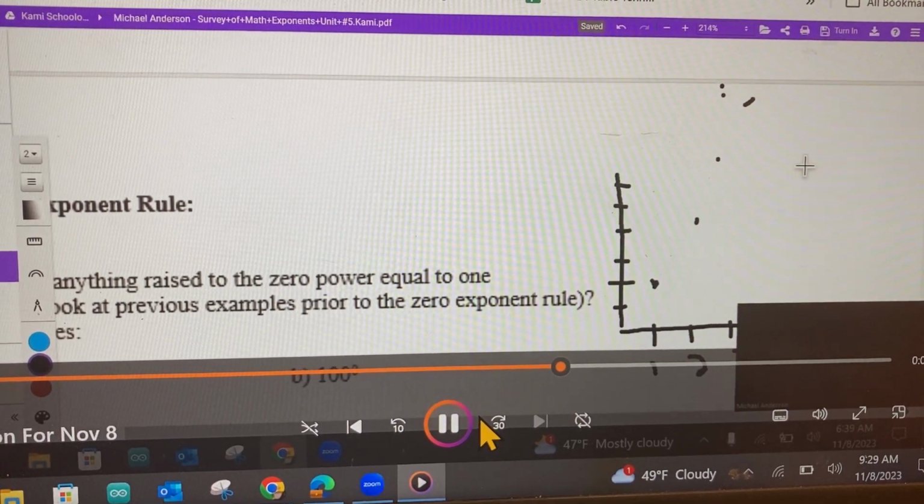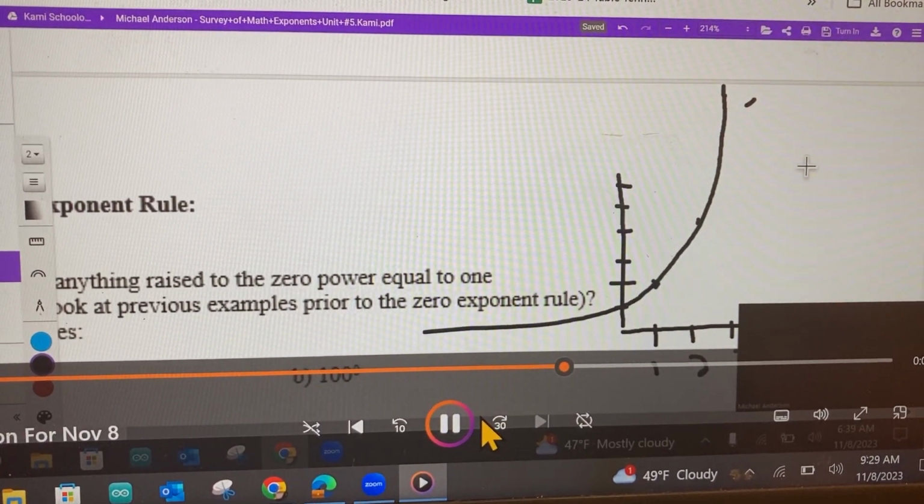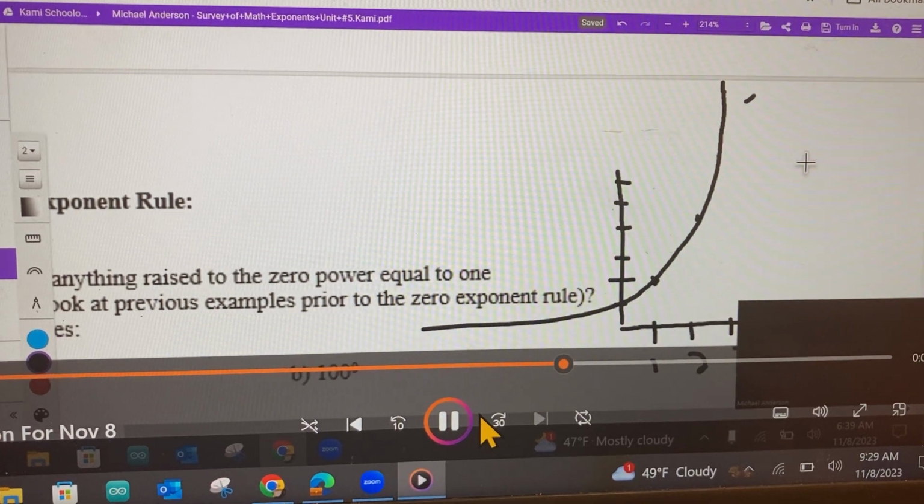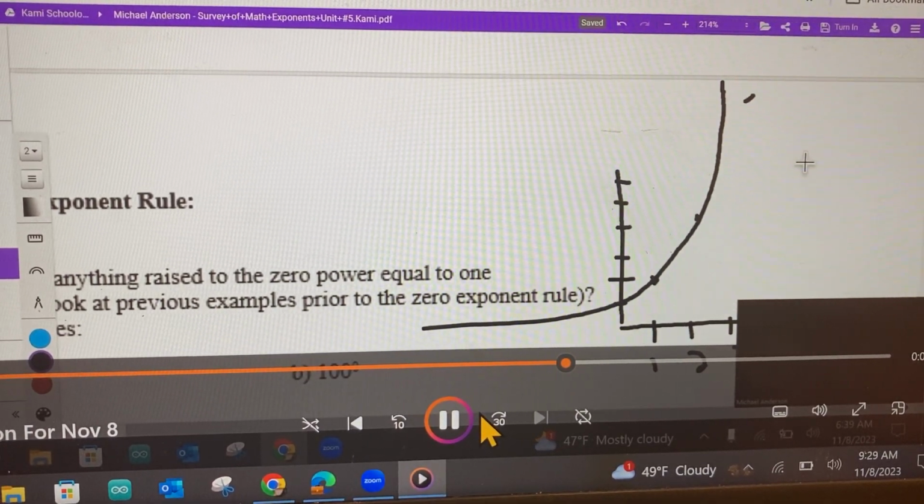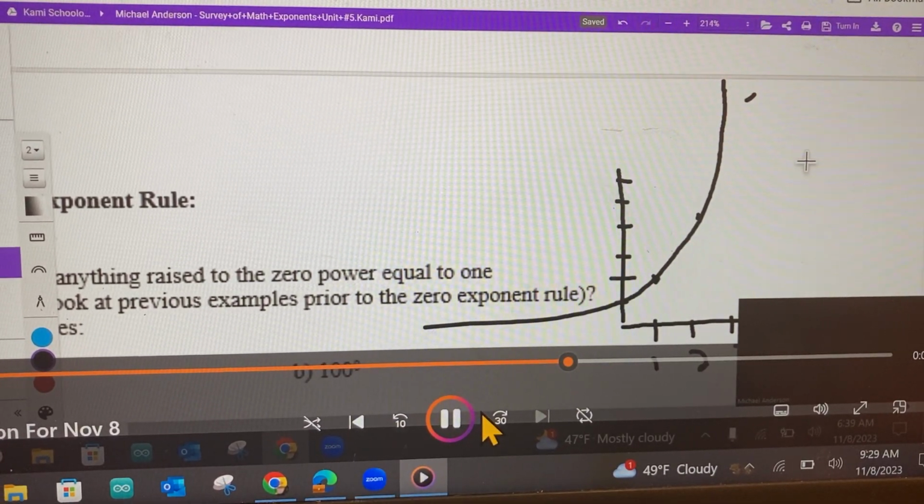And it makes a nice curve, like that. Okay, I was off with that one dot. Give me a break, it's early.